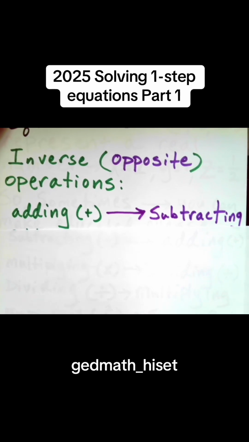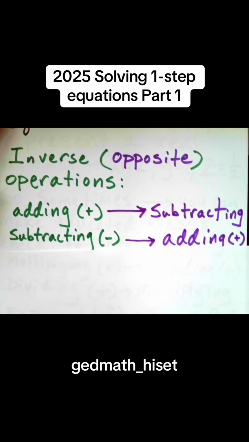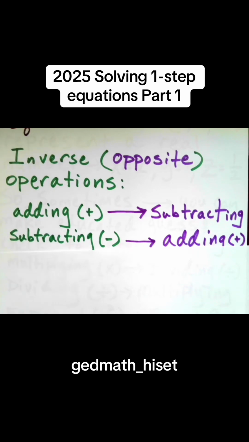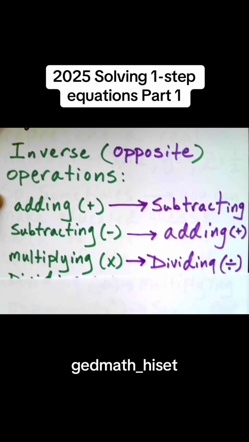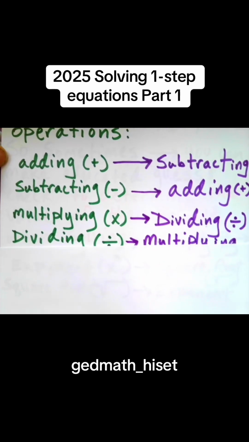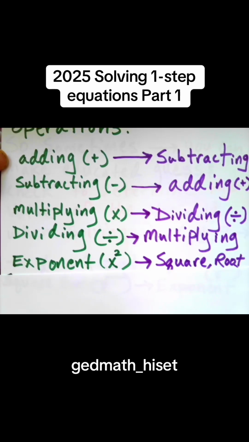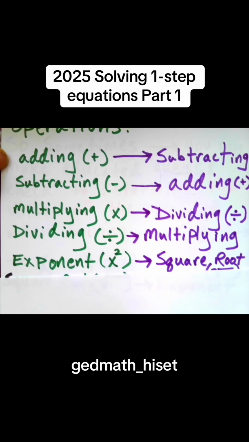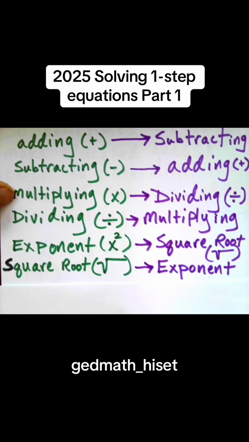So, of course, the opposite of adding is subtracting, and vice versa. The inverse of subtracting is adding. The inverse to multiplying, or the opposite of multiplying, is dividing. And the opposite of dividing is multiplying. The opposite of an exponent is a square root, and vice versa. The inverse or the opposite of a square root is an exponent.